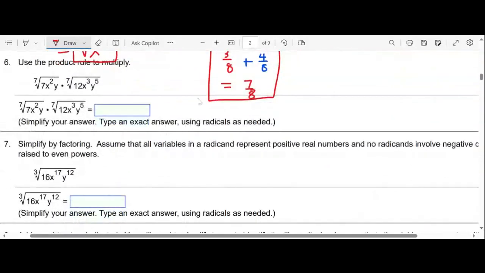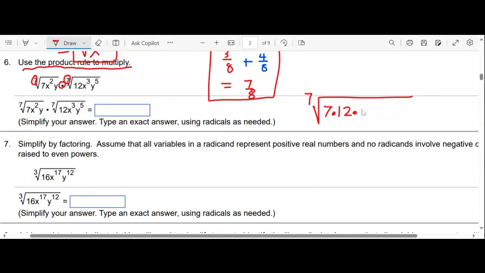Let's go to the next one. Use the product rule to multiply. Here it's what? Multiplication, correct? Now we have the same root, right? 7th root.